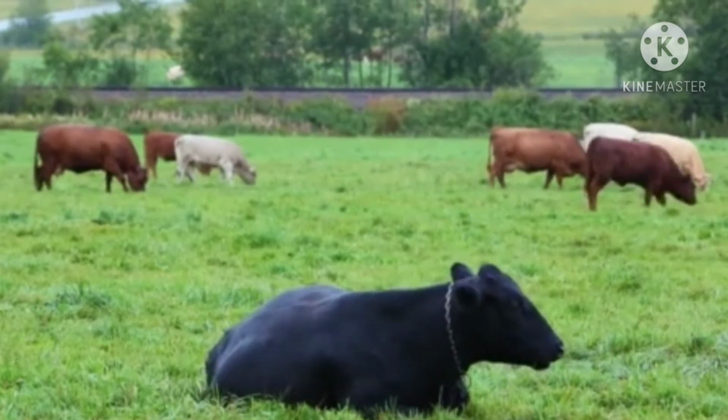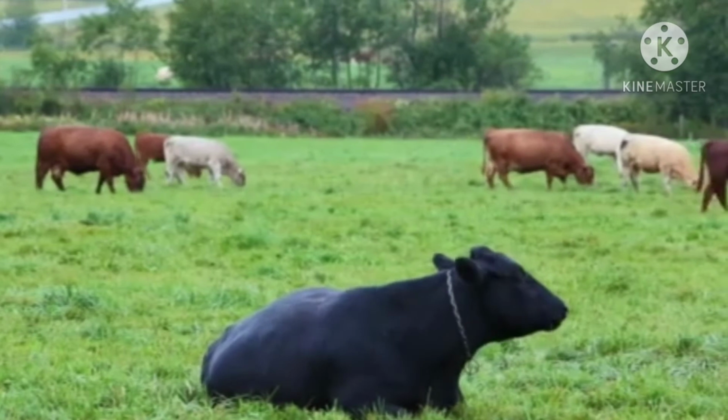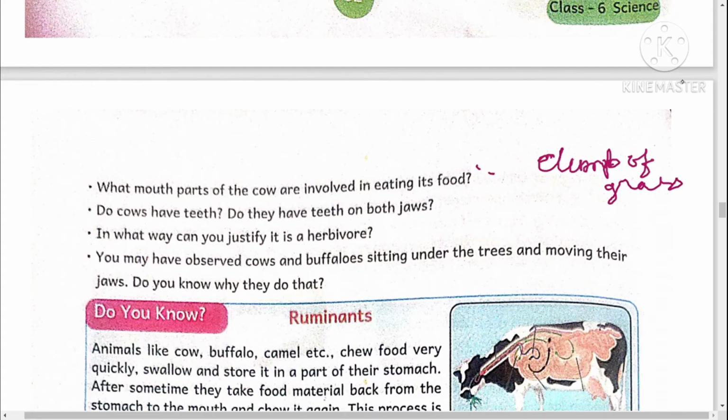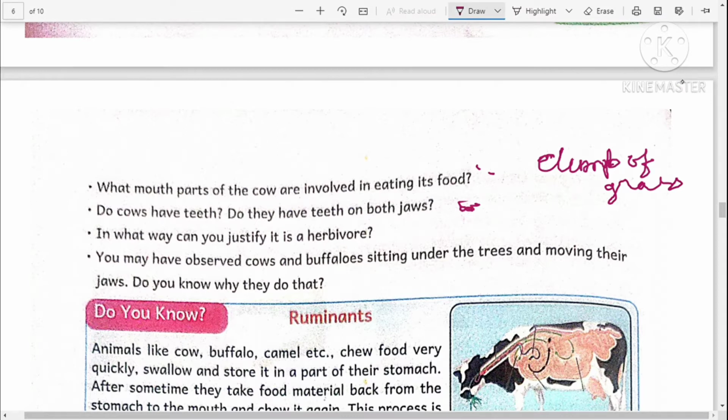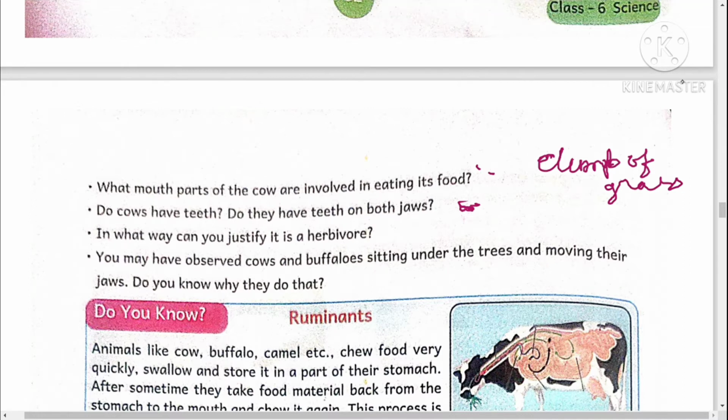Then, do cows have teeth? Do they have teeth on both jaws? So, yes, cows have teeth on both jaws, but they do not have teeth at the front of the upper jaw. There is a hard tissue there that is called a diastema. In what way can you say it is a herbivore? Cow depends on only plants and plant products for its food. They eat different parts of the plants like green, dry grass, leaves, branches and fruits. So we can say that cow is a herbivore.